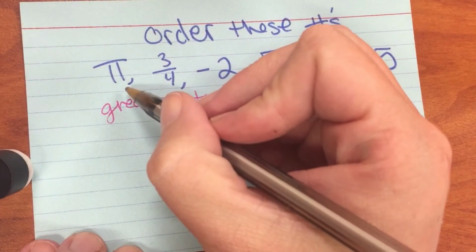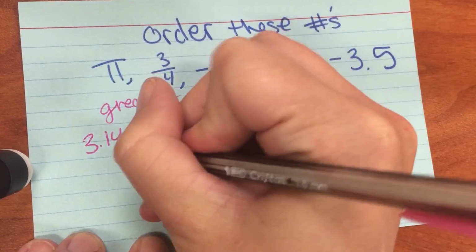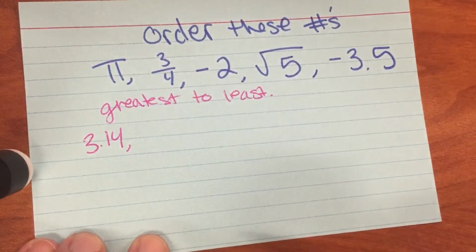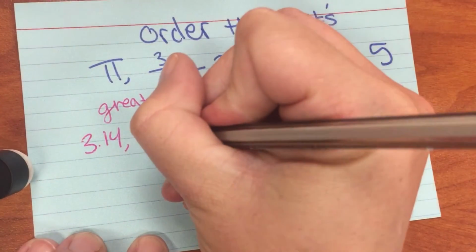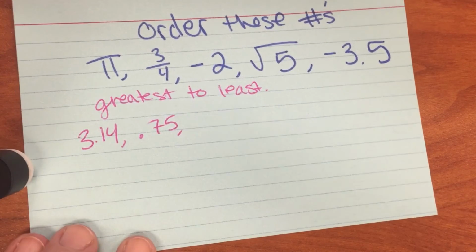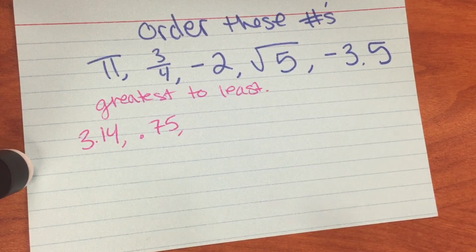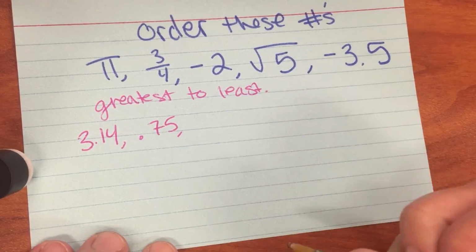Okay, so pi, what's the decimal for pi? 3.14. Awesome, if I didn't know that, I need to memorize that. 3/4 as a decimal, 0.75. That one you should also know as well. There are some simple ones that are just benchmark fractions and decimals. 3/4 is 0.75, memorize it. You're going to need to know that.